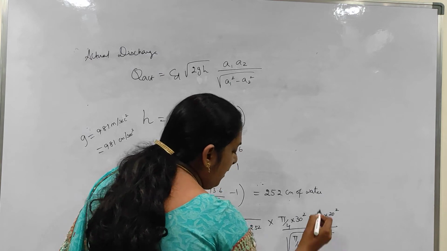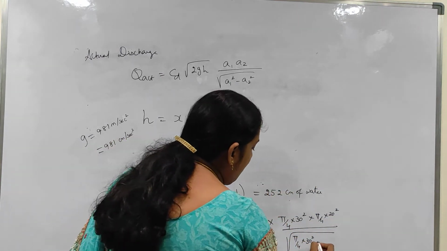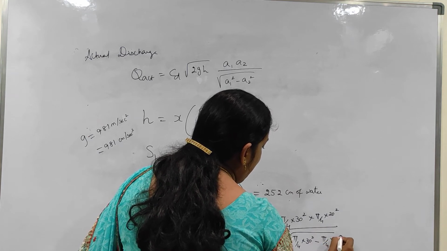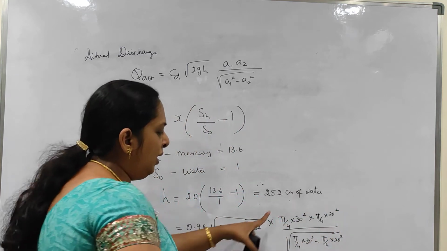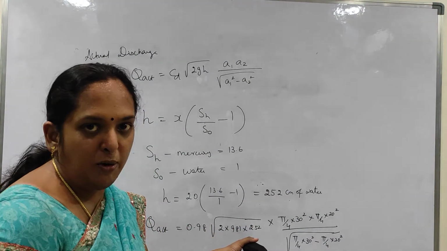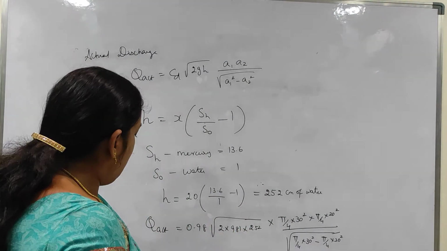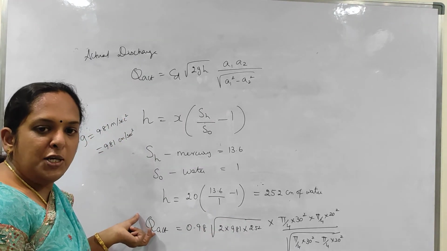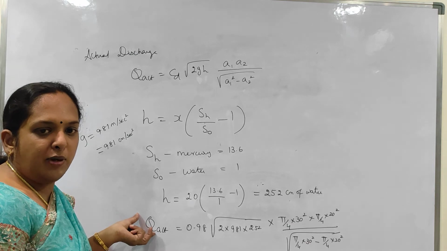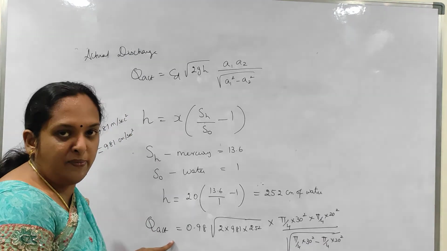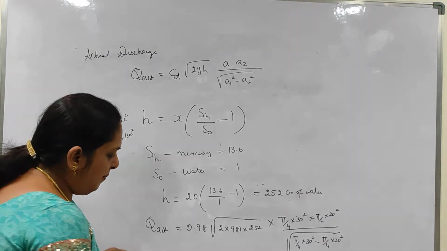If you are separately getting the answer and substituting, also very good. So pi by 4 into 20 square. Just for your reference, I have given you. If you earlier calculate A1 separately and A2 separately, and give the value as the answer, that is also good. So you have mere substitution in this. Only the unknown is Q actual. So you can easily get this.